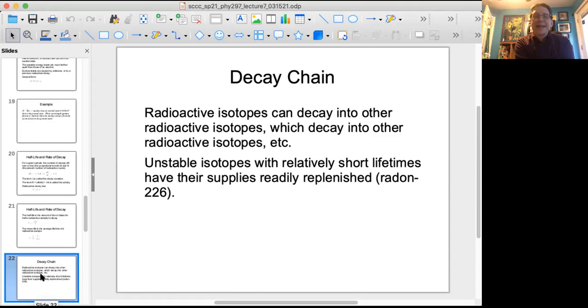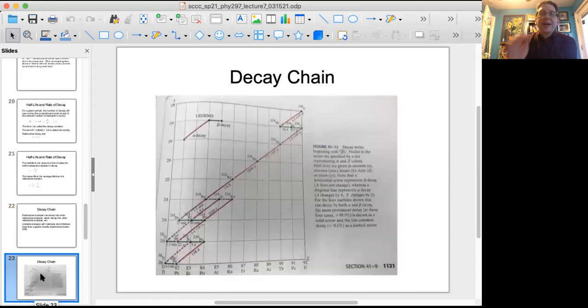So what happens is that unstable isotopes with relatively short lifetimes have their supplies readily replenished. If you're in an intermediate state, whenever the material decays, something of a higher mass number will decay to that. Radon-226 is an example. The radon will decay, but a higher mass number radioactive isotope will decay to radon-226. So how does this look?